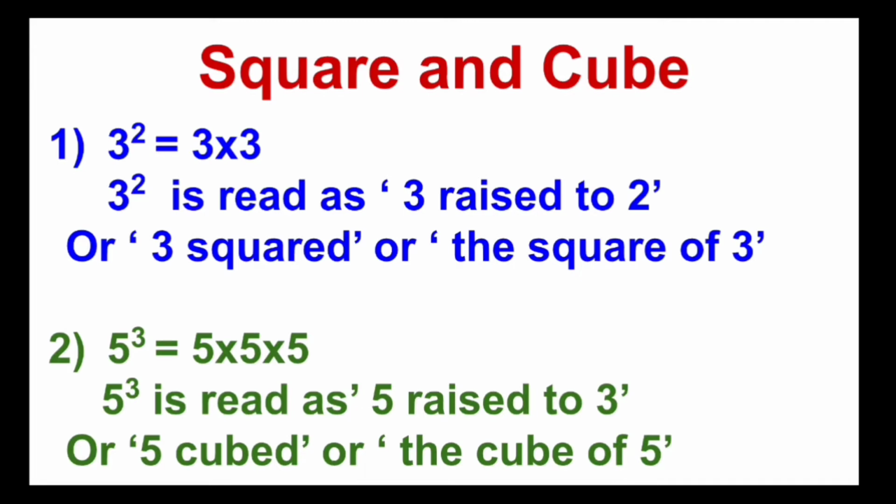In the second example, base is 5 and the index is 3. In multiplication form, it can be written as 5 multiplied by 5 multiplied by 5. So 5 is multiplied by itself 3 times as the index is 3. And how to read it? 5 base and index 3 is read as 5 raised to 3 or 5 cubed or the cube of 5. So mostly when the index is 3, we read it as cube. So 5 base and index 3 means what? 5 cubed or the cube of 5.